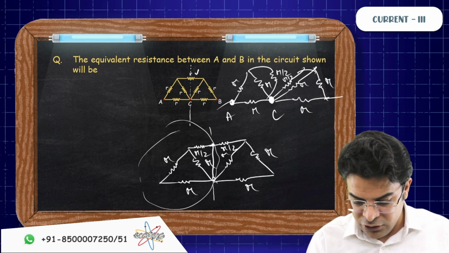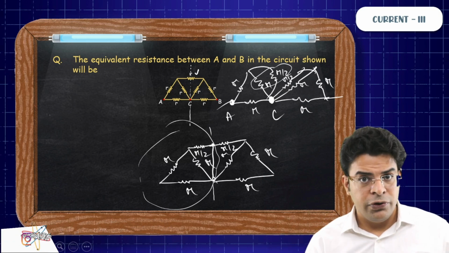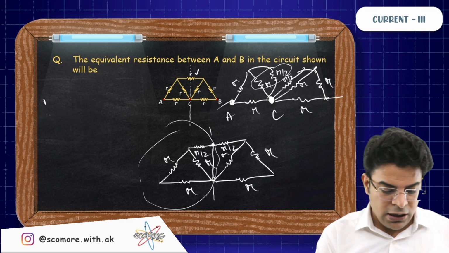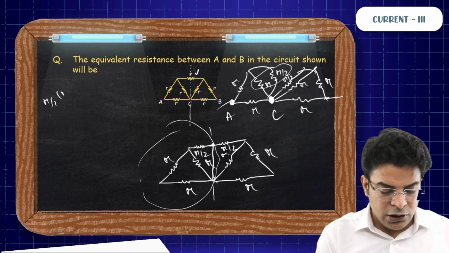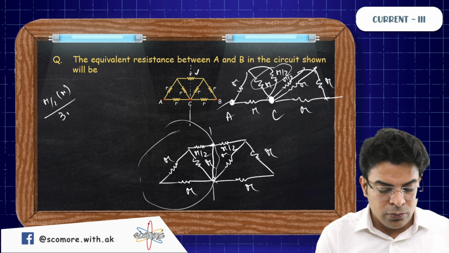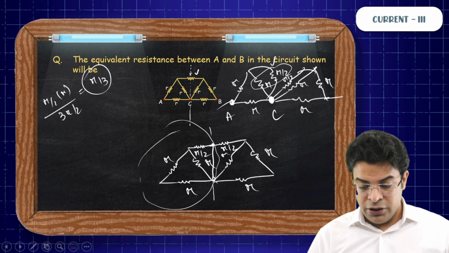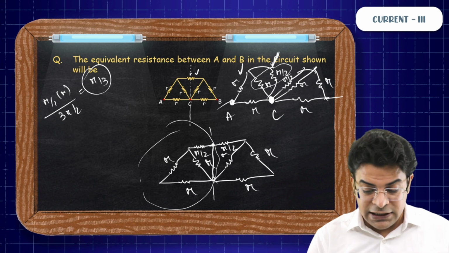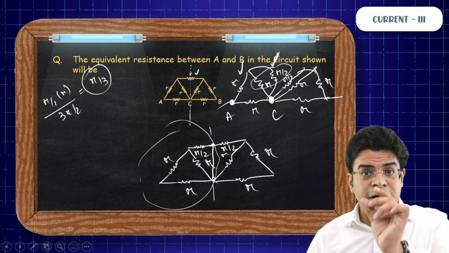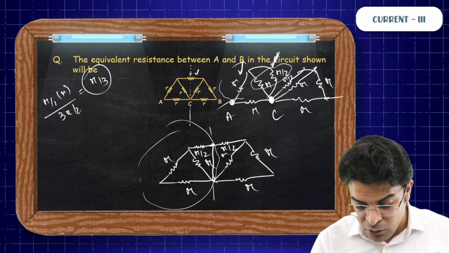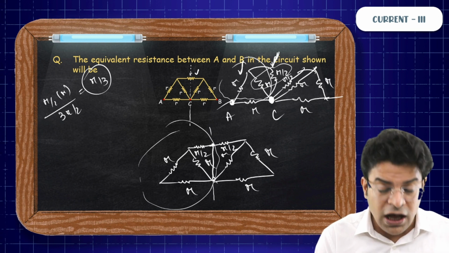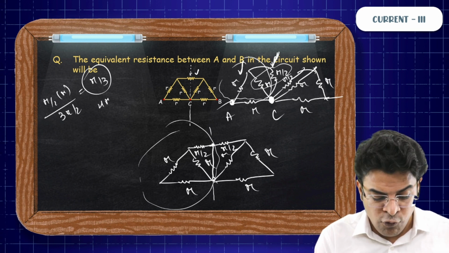So you will say here you have got R by 2 and R in parallel. Their equivalent resistance will be R by 2 into R upon R by 2 plus R, that is 3R by 2. So here you get R by 3. So the resistance of this much part is R by 3. This R by 3 is in series with R. So R by 3 plus R, the resistance of this whole upper part comes out to be 4R by 3.